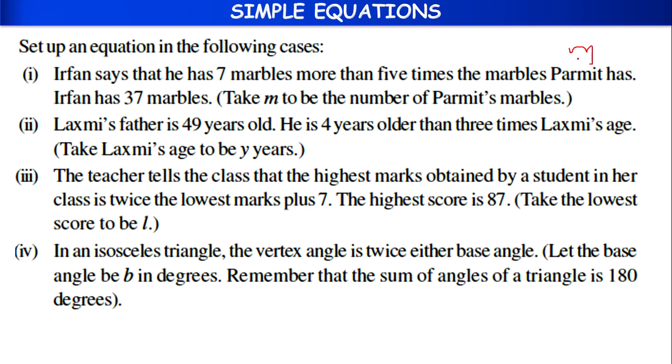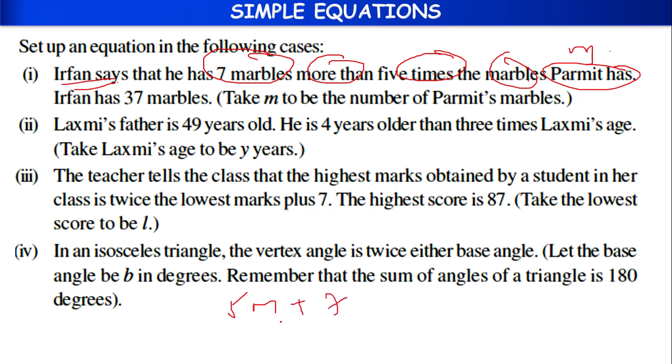If Parmit has m marbles, then Irfan has 7 marbles more than 5 times the marbles of Parmit. 5 times the marbles of Parmit means 5 times m, 5m. But Irfan has 7 more than that, so 5m plus 7 equals Irfan's total number of marbles, 37. So this is the equation.